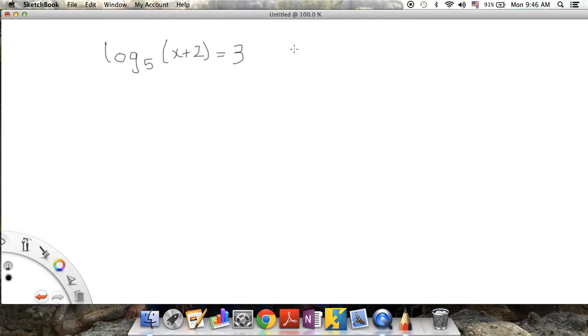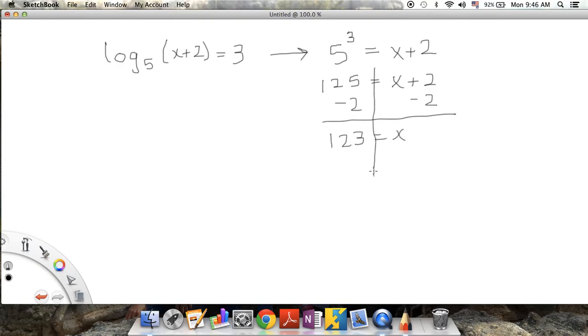So the easiest thing to do is to just move it to exponential form. We know exponential form means we take our base to the number on the other side of the equal sign equals what you're taking the log of. And now it's just a simple algebra problem. 5 cubed is 125. Then we subtract 2 from both sides, and we get that x equals 123. Not too difficult, right?